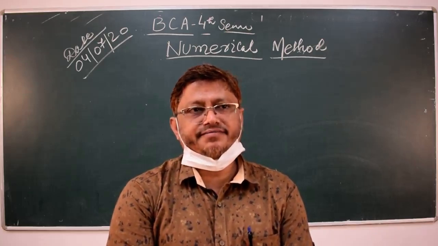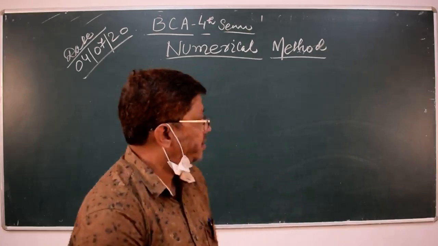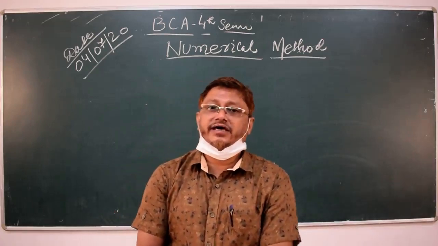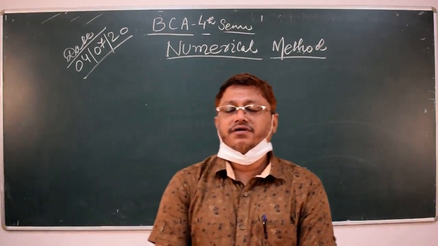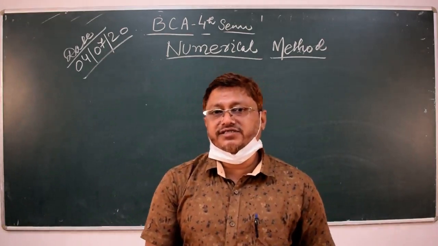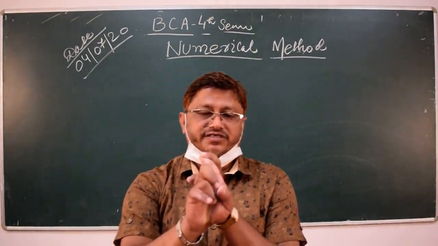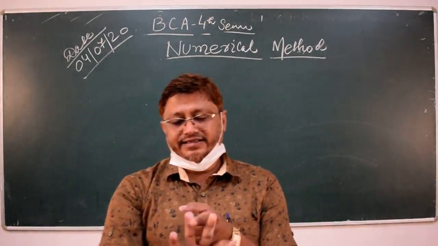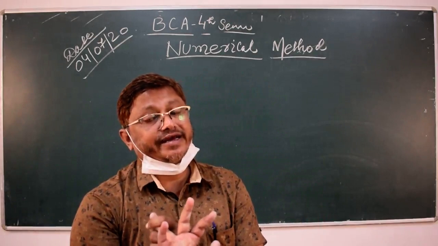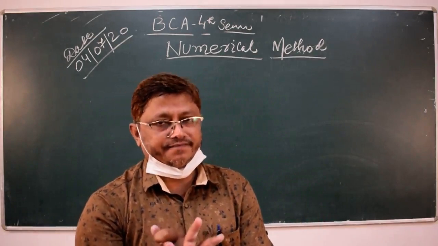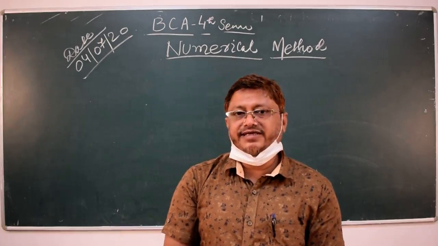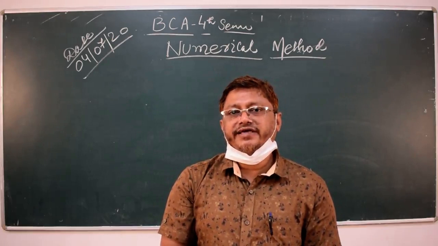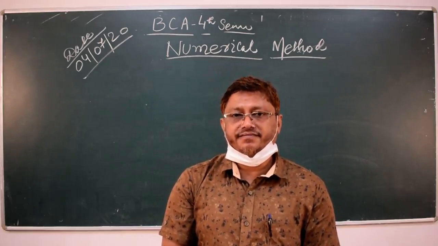Name of the topic: difference table. Mainly there are three types of difference table in interpolation. The first is called the forward difference table, the second is called the backward difference table, and the third is called the central difference table. These three difference tables are defined with the help of symbolic notation.